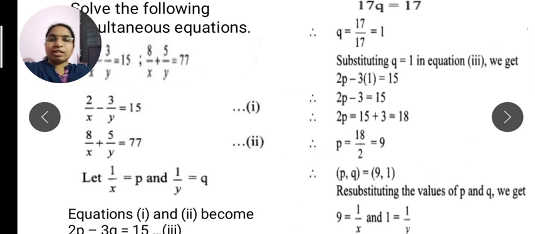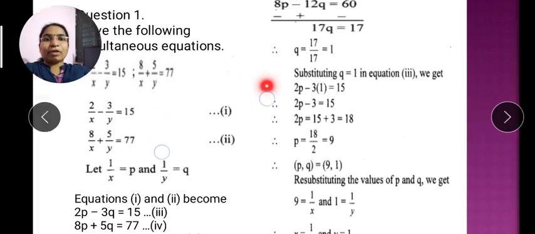now tell me, are these linear equations in two variables? The question is, are these two equations linear equations in two variables? No. Why? Because what is the definition of a linear equation in two variables? The equations having two variables with their power, with their degree, 1. But if you observe these two equations, they are not linear equations in two variables because the degree of variables x and y is minus 1.